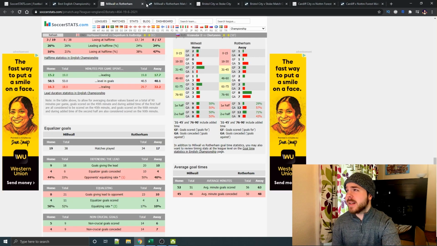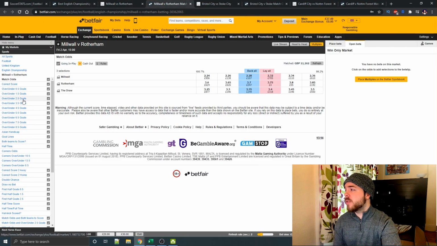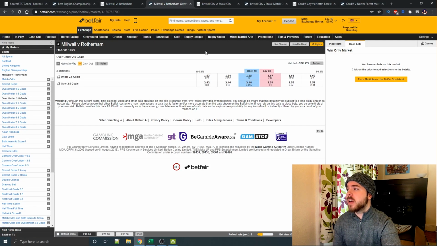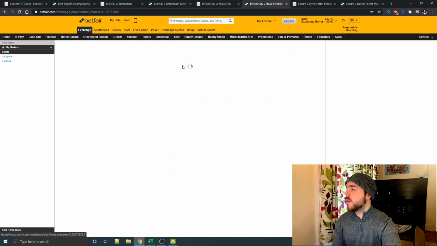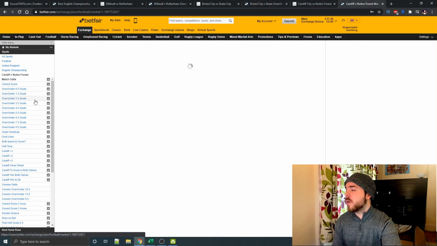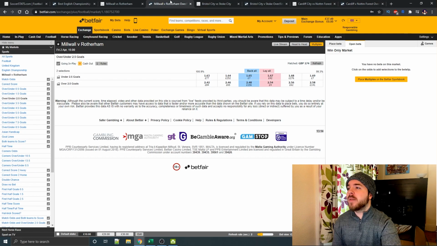So with Millwall Rotherham, we're going to go down to over under 2.5 goals, and we're going to do this with all 3 of them. We're just going to open up the over under 2.5 goals, and then we're looking for the one that has the highest odds for the under 2.5 goals. So we can see here, none of them really have that great of a selection.